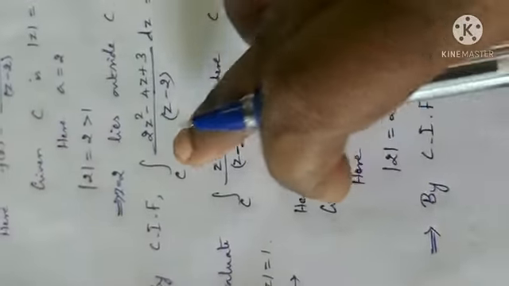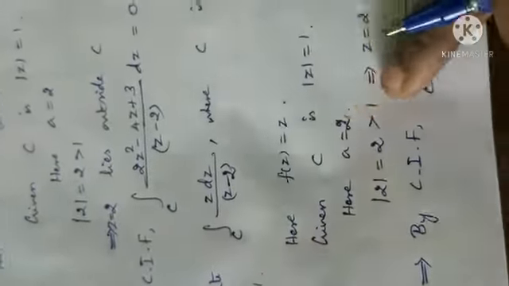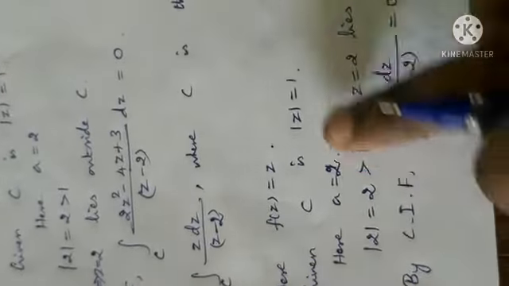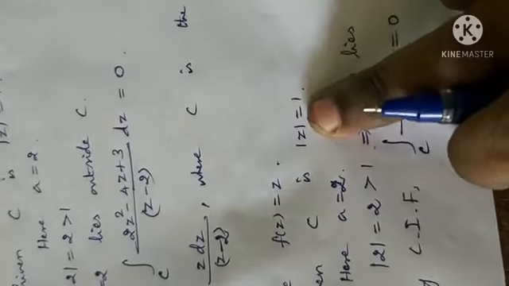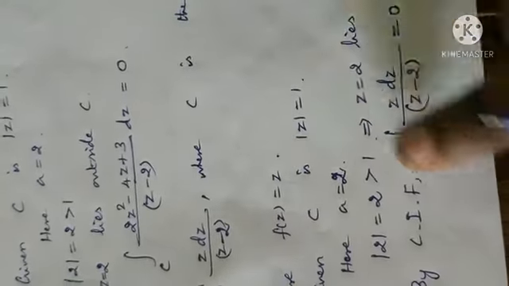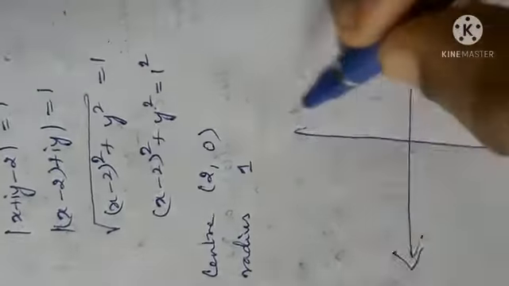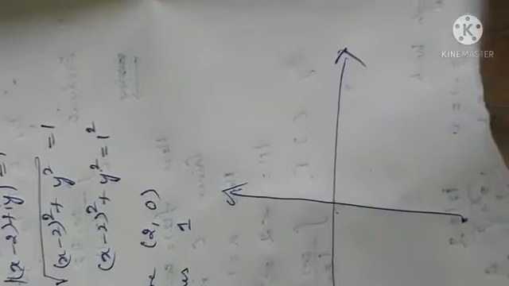You can see the similar problem. F of z is z, a is 2, C is mod z equal to 1. When you substitute 2 here, modulus of 2 is 2, which is greater than 1. Hence the point lies outside the curve. If you want, you can test using a diagram. There are two methods. You can use even a diagram to test whether the point lies outside or inside.